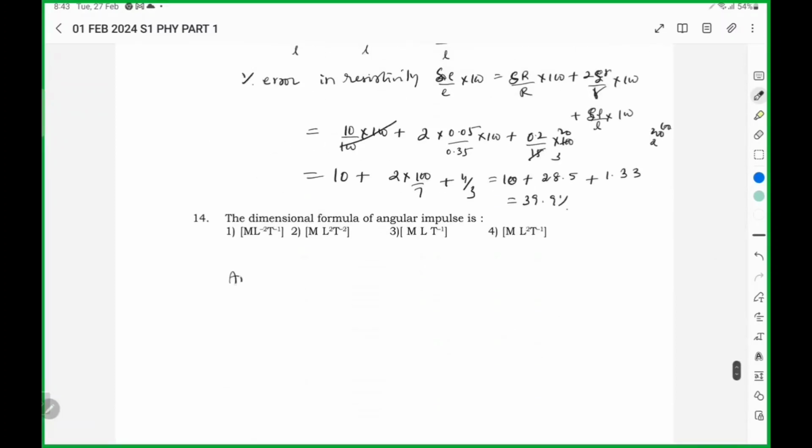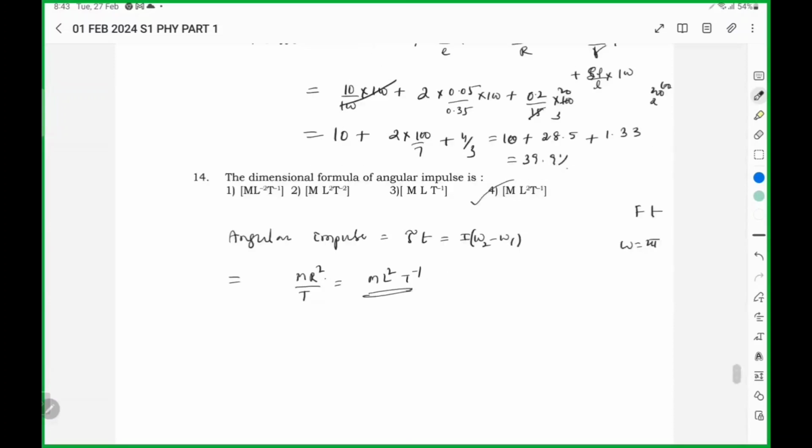So here angular impulse is equal to, in place of linear impulse being force into time, we have torque into t, which is nothing but I into omega 2 minus omega 1. Here I is mr square, and omega is 2 pi by T. So ml square T power minus 1.